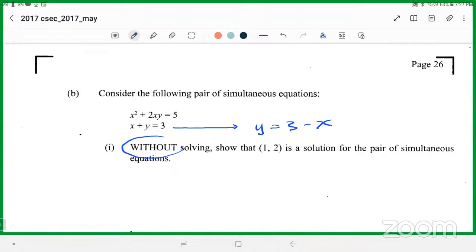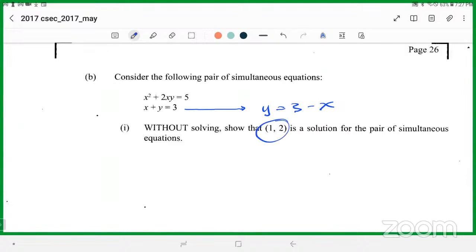It says without solving the equations, show that this point is a solution. If that point is a solution, it means that it satisfies both equations. It means that the point works on both equations. If the point works on both equations, it means that it is on the curve and it's on the line, and so it is a point of intersection. We substitute the coordinates of the point into both of them and show that it works.